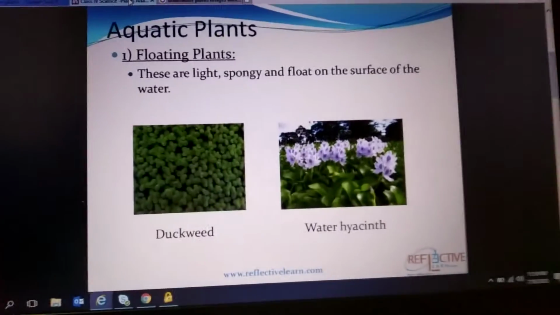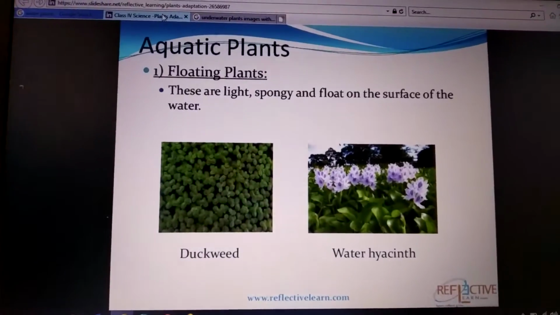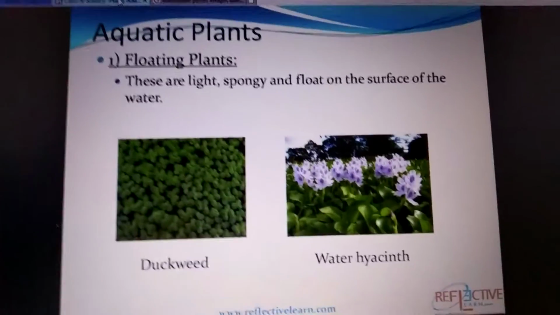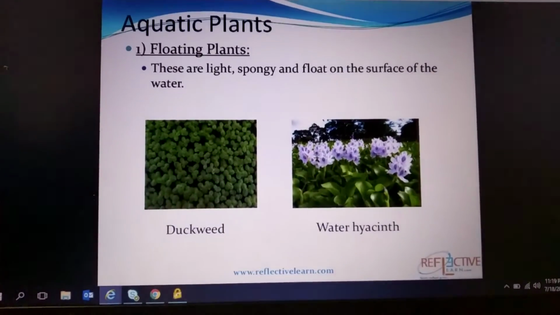and how many types of plants, children? Two types: terrestrial plants and aquatic plants. So in part 2 we have discussed terrestrial plants, types of terrestrial plants. Now in this class we are going to discuss aquatic plants.